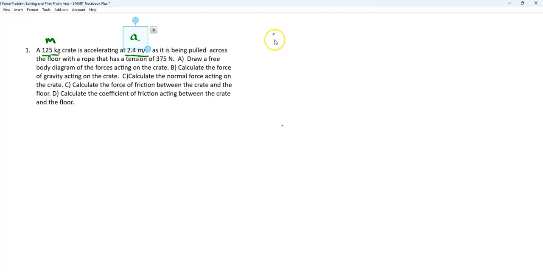And as it's being pulled across the floor with a rope that has a tension of 375 newtons. So 375, that's going to be our force of tension, or you can just write T for tension. That's fine too. Again, very similar questions. It asks for the free body diagram.